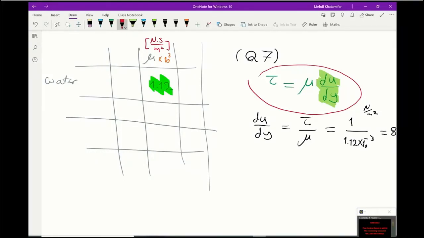Who remembers what the kinematic viscosity was? Divided by density, because it happens a lot. So you're going to see mu divided by rho all the time. We call it kinematic viscosity.